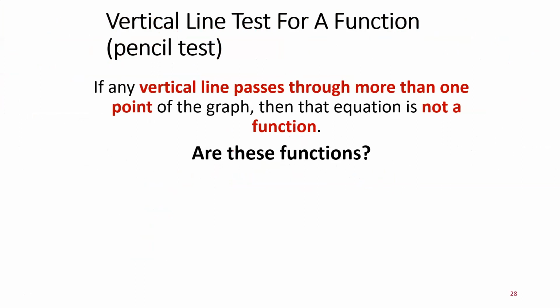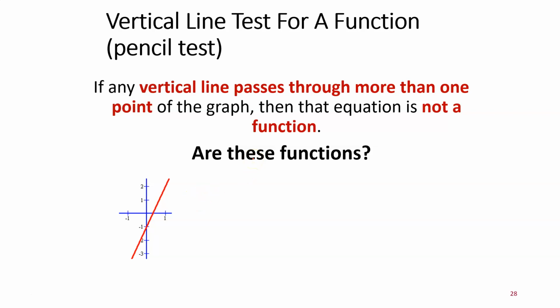Okay, this is a vertical line test for a function, or we call it a pencil test. Vertical maksudnya menegak, atau nama lain dia is a pencil test. If any vertical line passes through more than one point of the graph, then that equation is not a function. Dia beritahu dekat sini, kalau ada satu garis menegak, it passes through more than one point of the graph. You have this graph, kalau kita buat satu garis menegak, dia potong lebih daripada satu point, mean that that equation is not a function. Maksudnya dia bukan function.